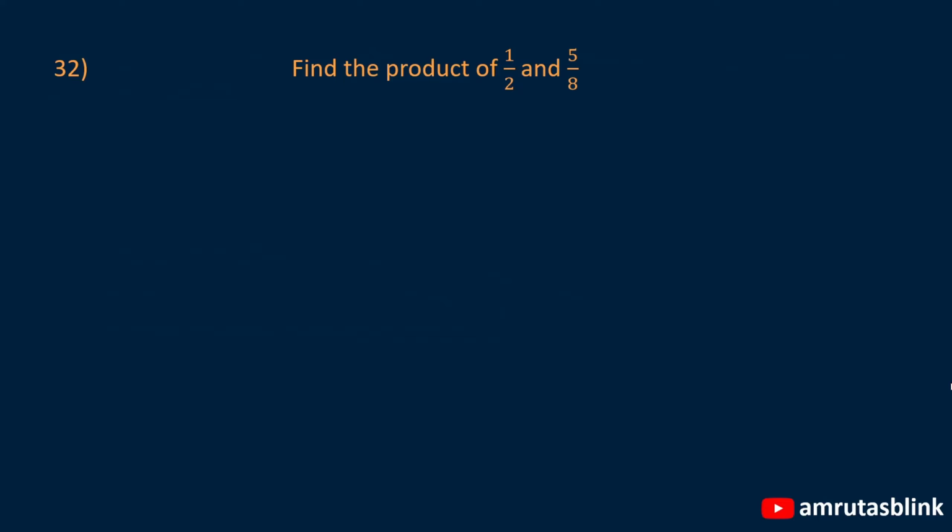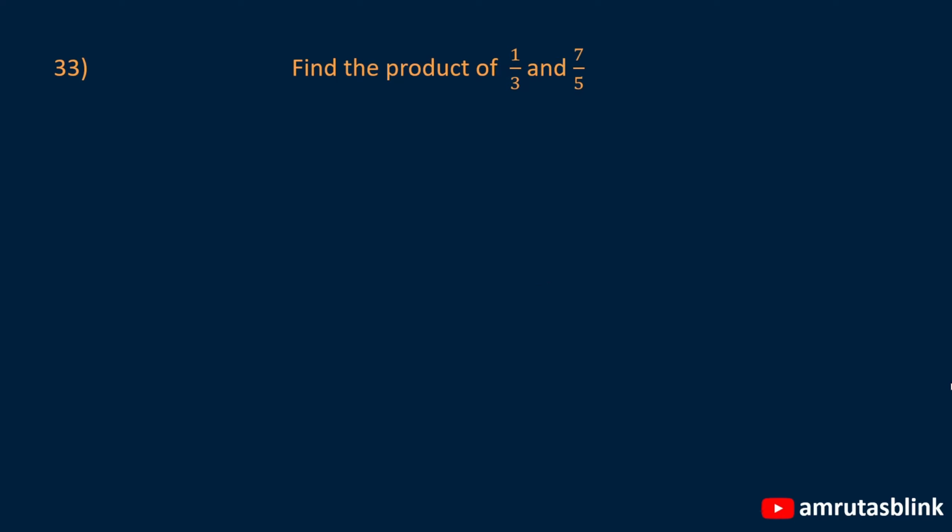Question number 32. Find the product of 1 by 2 and 5 by 8. So this is a pretty direct question. We need to multiply 1 by 2 into 5 by 8. Now no simplification is possible. So 1 by 2 into 5 by 8 is equal to 5 upon 16. 5 upon 16 is the final answer.